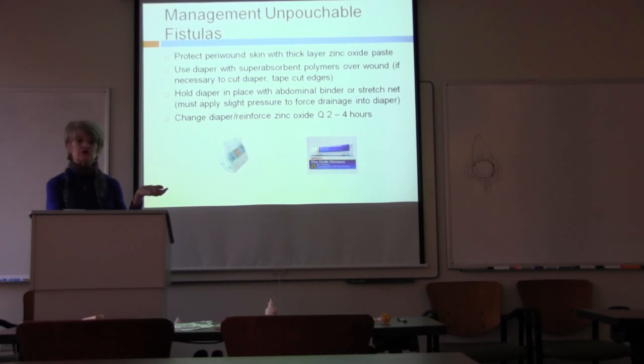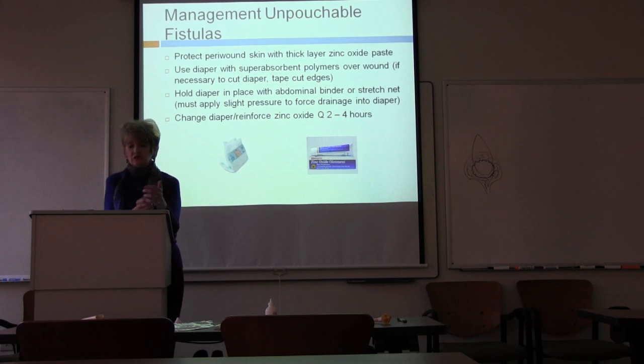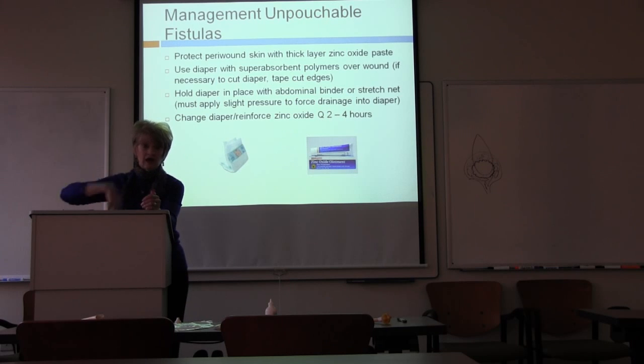And then the last thing I wanted to mention is, what do you do when you have a patient with an unpouchable fistula? We consider a fistula to be unpouchable when no one can get a pouch to stay, but we also consider them to be unpouchable when you are the only one who can get a pouch to stay. And it takes you 1 to 2 hours, and it stays on 24 hours. So then what happens when you're not there? What happens if the patient goes home? If you're in home care, what happens if you're off that day?